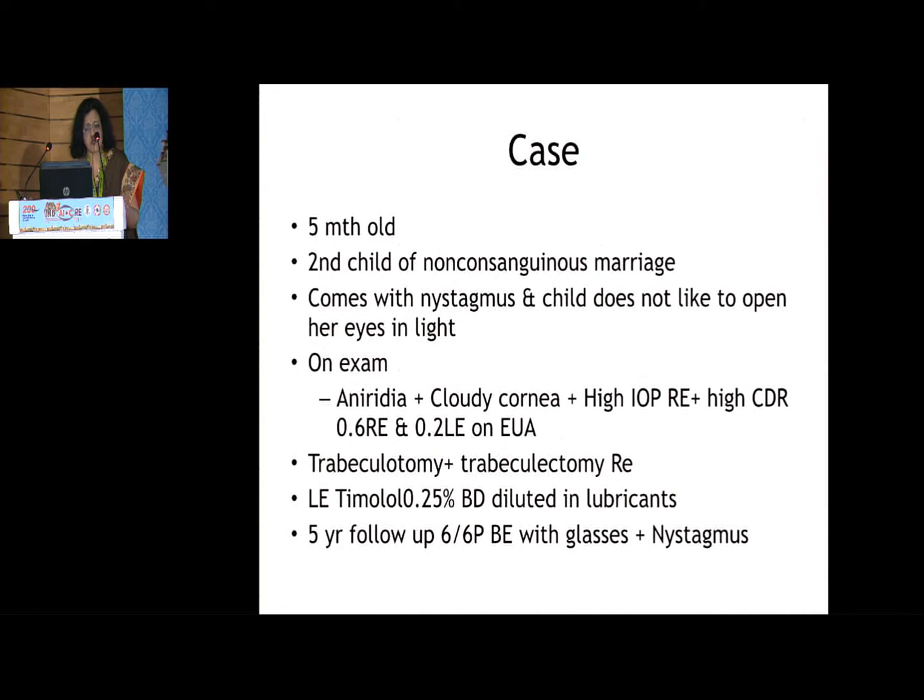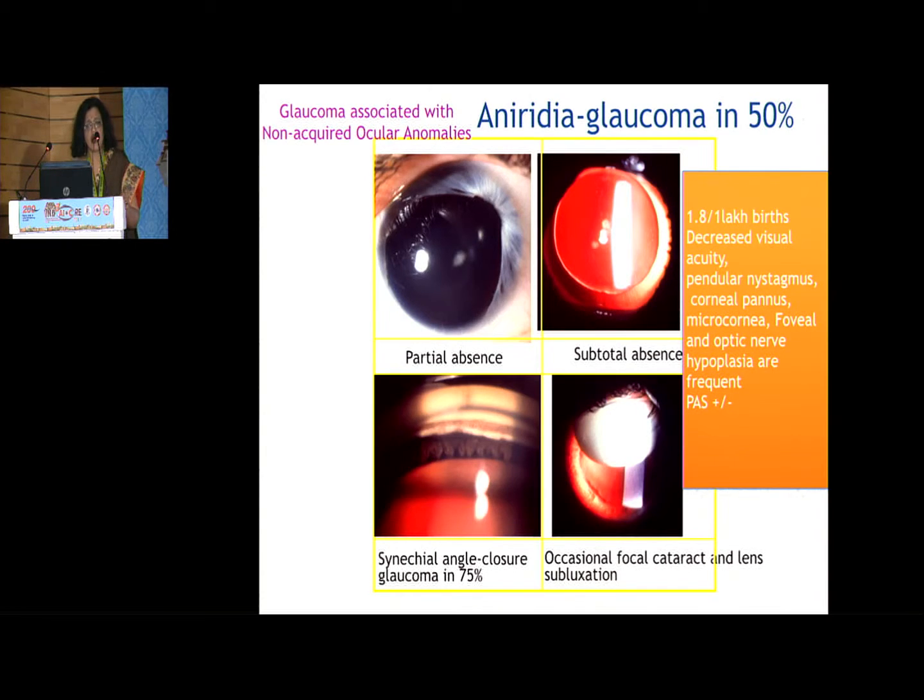The patient's vision has been well maintained. The patient is using glasses. The nystagmus continues, and the child is able to attend normal school. In aniridia, glaucomas can be present in 50% of patients. And apart from the pendular nystagmus and decreased visual acuity, there could also be a corneal paleness, there could be a microcornea, there could be foveal and optic nerve hypoplasia, there could be an occasional focal cataract or lens subluxation.